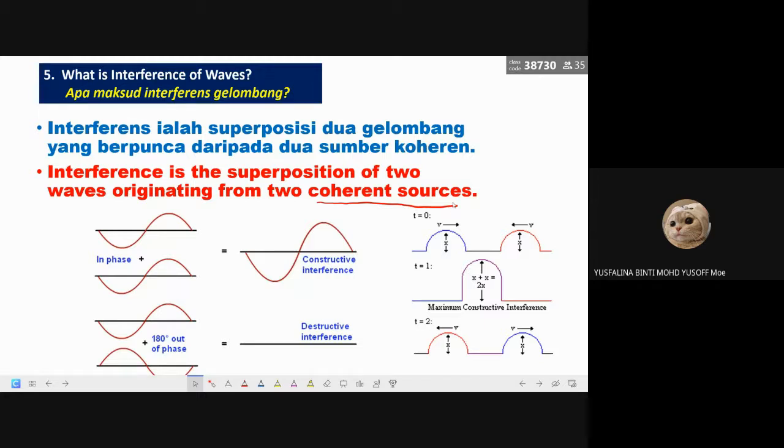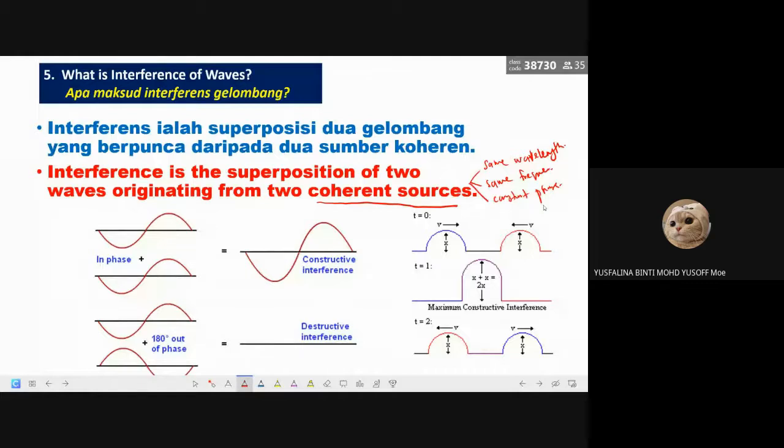So what does coherent source actually mean? A coherent source means both sources must have the same wavelength, and also the same frequency and constant phase. So that's the meaning of coherent source. If you use two waves, these two waves must have the same wavelength, same frequency, and constant phase, then the interference can occur.